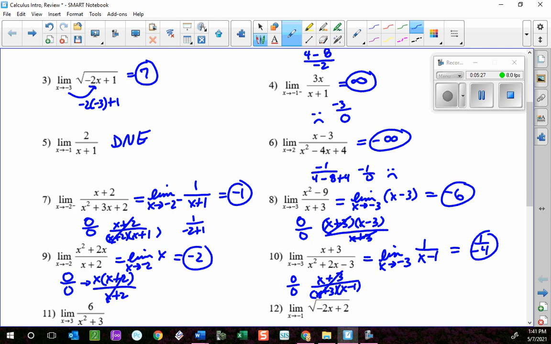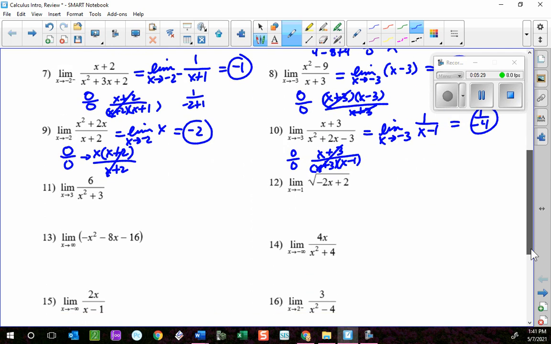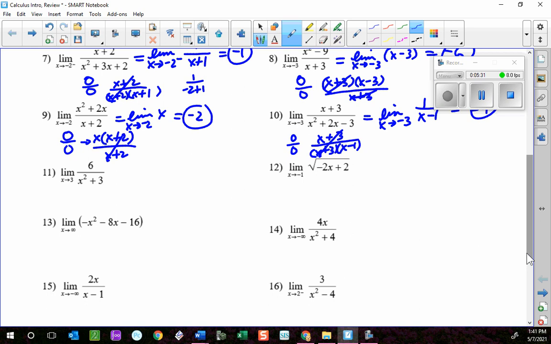1/4. All right. So down here, number 11, x goes to 3, so I'll just plug in 3, because it didn't seem like that would be a problem. So on the bottom, I get 9 plus 3, which is 12, so I get 6 over 12. 6 over 12 is 1/2.